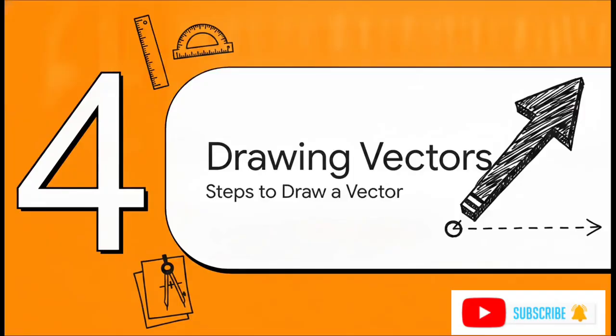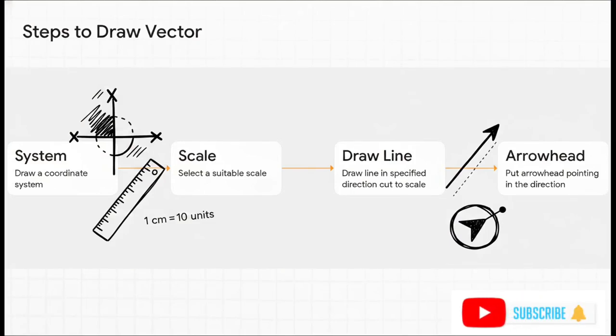Section 4, let's get into the actual steps to draw a vector. Grab your rulers and protractors because you'll want to pay close attention to these 4 steps. Step 1, draw your coordinate system like an xy axis or a compass. Step 2, select a suitable scale. This is absolutely vital. It bridges the real-world math and your drawing. For example, setting 1 centimeter equal to 10 units. Step 3, draw a line in the specified direction and cut it exactly to that scale length. And finally, step 4, put an arrowhead pointing firmly in the vector's direction. Easy enough, right?